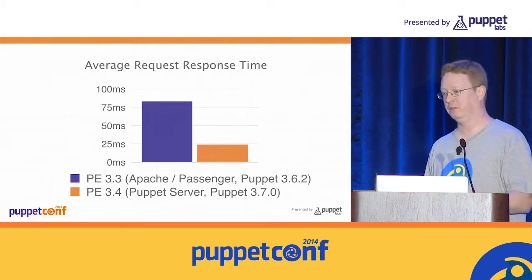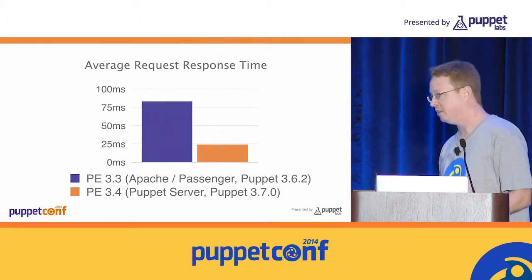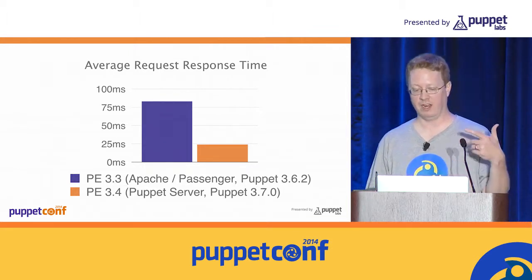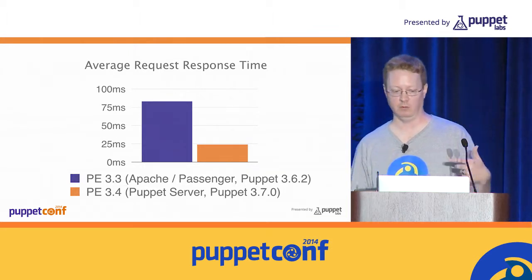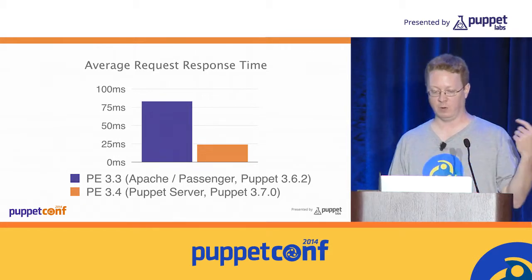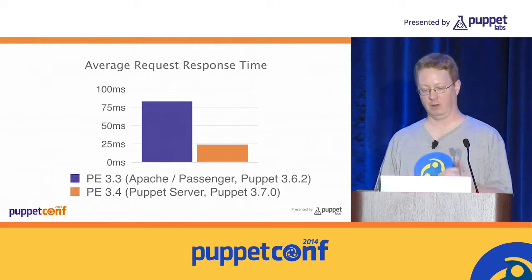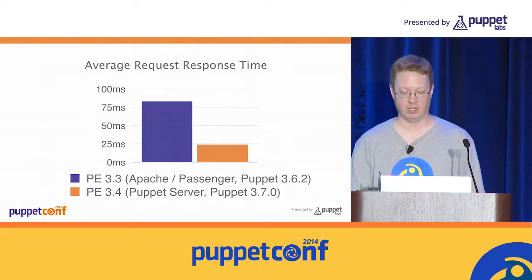The average request response time, so this is out of all the HTTP requests that the agents are making to the master, what's the average amount of time it takes the master to handle the request. And what we've seen is between the old stack and the new stack, we've dropped from maybe 80 milliseconds all the way down to like 25 milliseconds. So that's a pretty huge win.